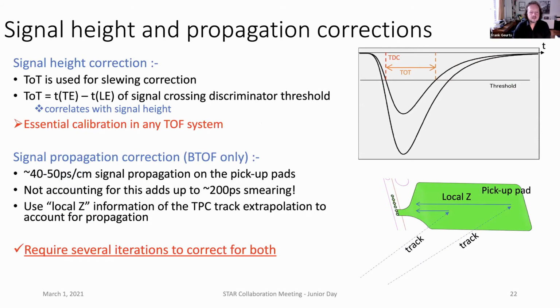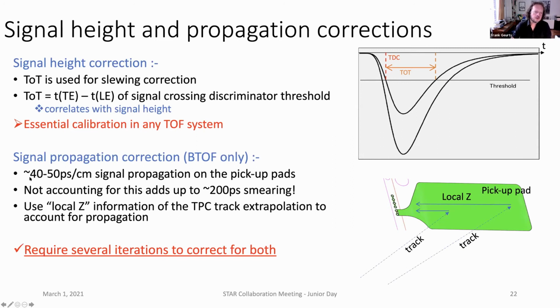Now signal height corrections. I show you this plot on the right side. You see that the time over threshold, the time that the signal is above a particular threshold, is somewhat proportional to the size of the signal. A larger signal clearly has a larger time over threshold. That's what we use in the calibrations, and that is what anybody uses in any time of flight type of calibration.